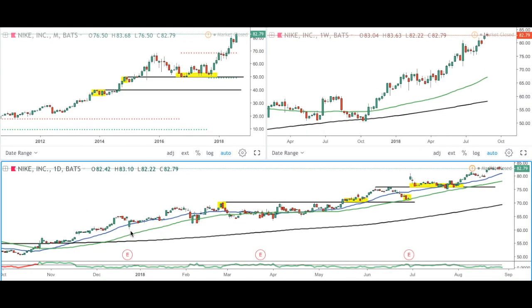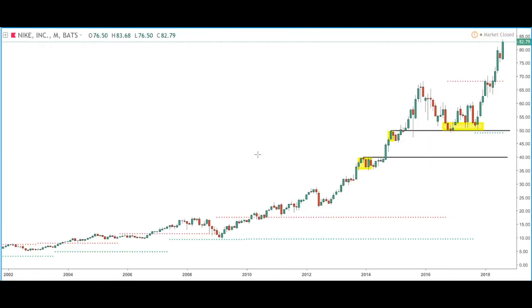The next stock we'll be looking at is Nike Incorporated, ticker symbol NKE. Looking at the monthly time frame, we can see here that price found resistance at the round number 40. Price then found resistance around the round number 50 or the half figure 50. Broke above the half figure 50, retested, found support at the half figure 50, and then continued to the upside.